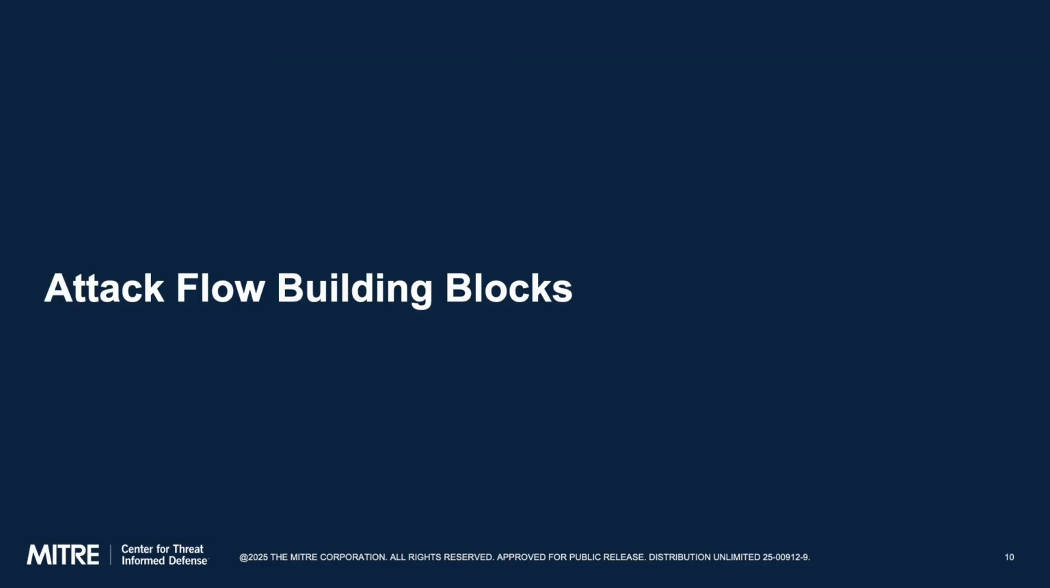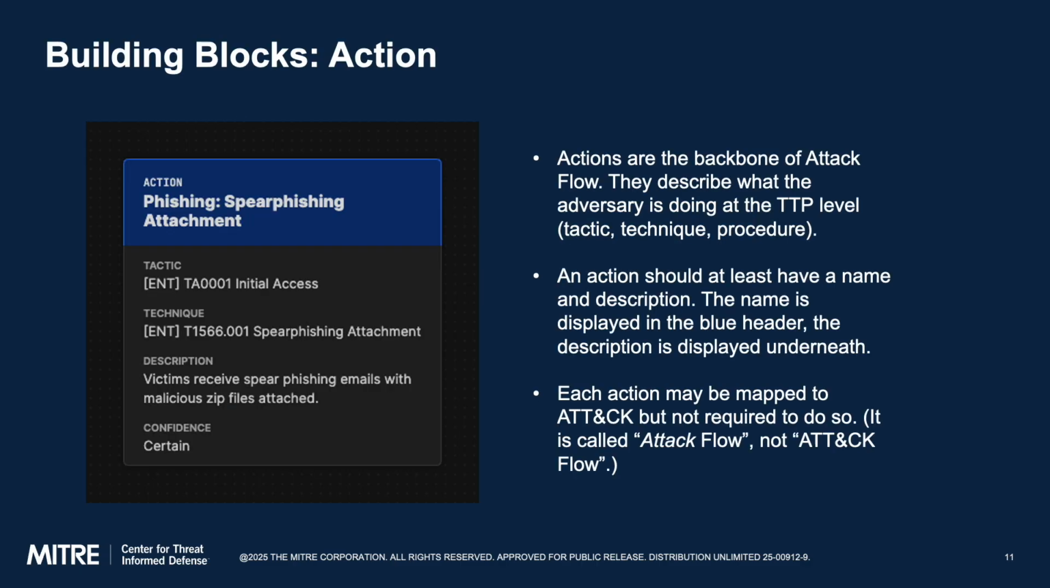So that is what the builder looks like. And now we'll start looking at the basic building blocks of attack flow. The most fundamental element in an attack flow is the action. The action is the backbone of the flow. It describes what the adversary is doing at the TTP level, meaning tactic, technique, and procedure. Every action needs to have a name and ideally should have a description as well. The name is displayed in the blue header and the description is displayed underneath it. Every action can be mapped to a MITRE ATT&CK tactic and technique, but it is not required to do so.